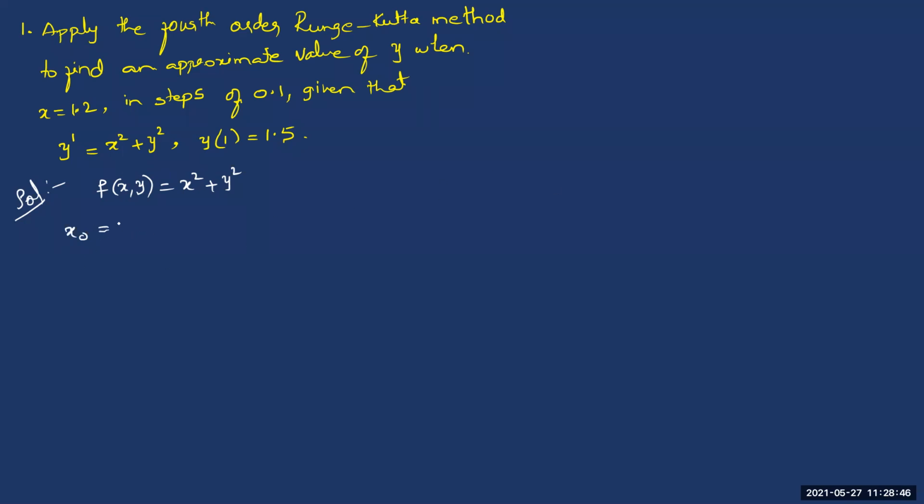Yes, it is 1. And then the solution at x naught, which is y at x naught, you usually write it as y naught. So it is 1.5. Correct? Now, you're asked to take the step size h as 0.1. Then if h is 0.1, what may be x1? Can you expect?